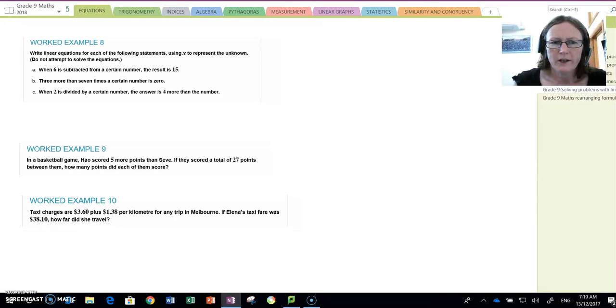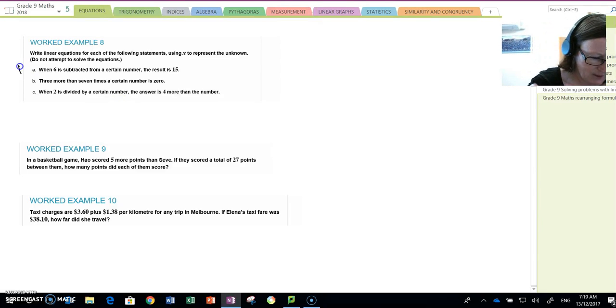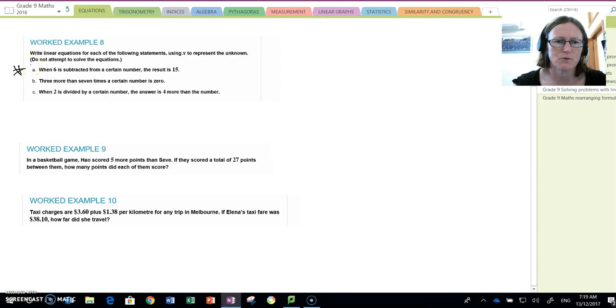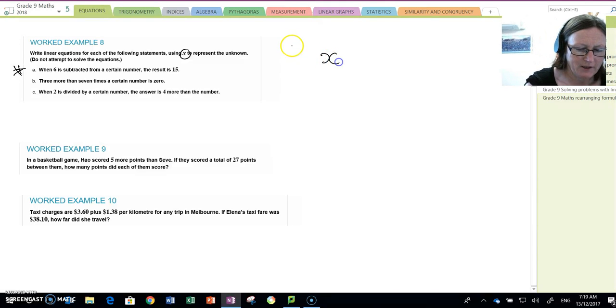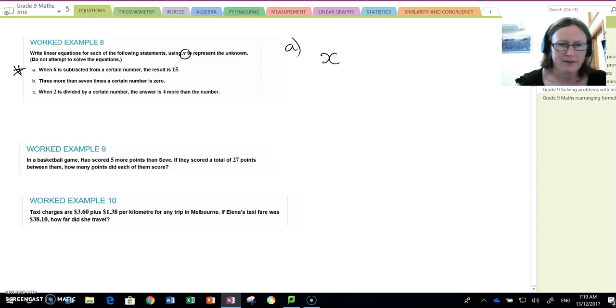Write the linear equation for each of the following statements. Let's use x to represent the unknown. And we're told we don't have to solve it, all we need to do is write the equation. So let's look at the first example, 8a. When 6 is subtracted from a certain number, the result is 15. It tells us to let x represent the unknown, the certain number. So there's our certain number in example A, x.